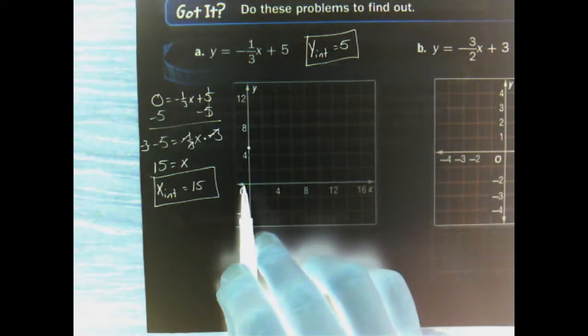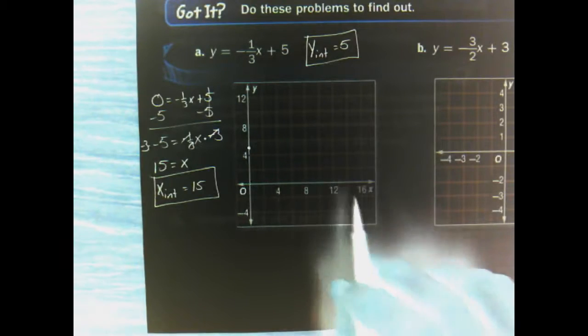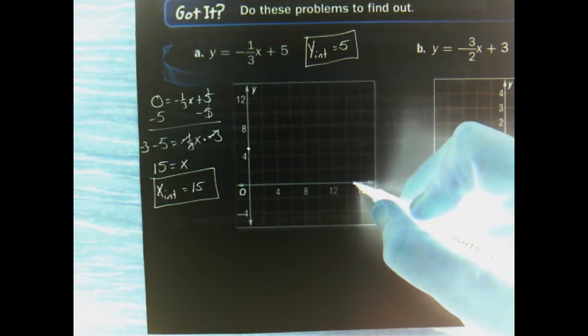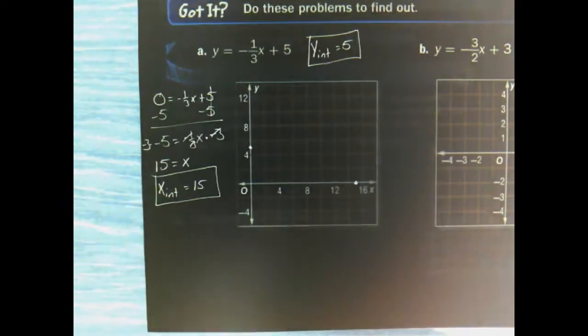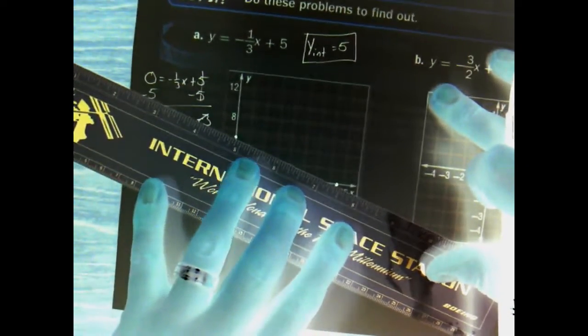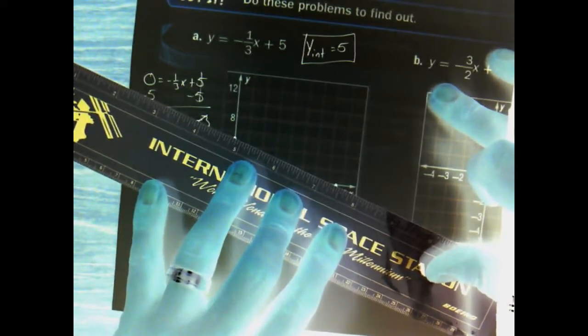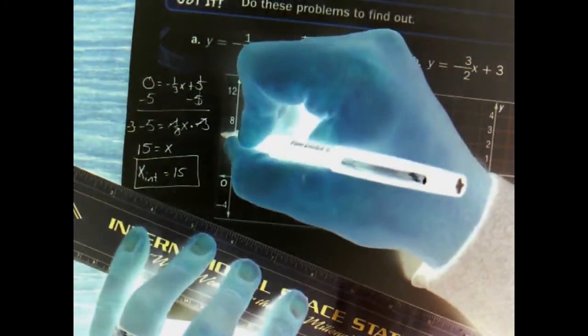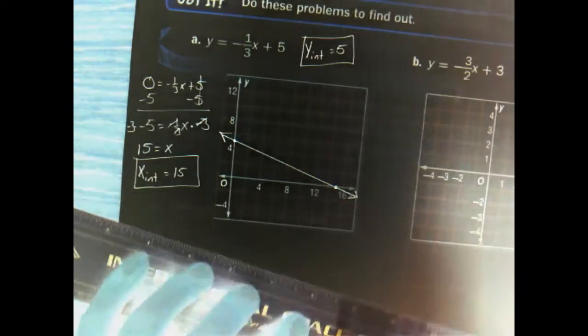And then my x-intercept is 15. Again, 2, 4, 6, 8, 10, 12, 14, 16. So 15 will be right in between there. And there's my 2 points. Put my ruler down and draw my line through them. That is the graph of that equation.